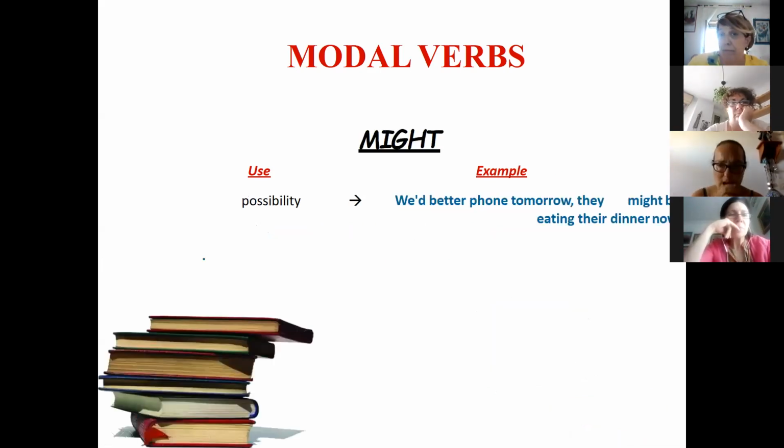Might is very, very similar to may. We better phone tomorrow, they might be eating their dinner now. This is possibility, and even when we suppose something but we are not sure about it. When we suppose something, so we better phone tomorrow, they might be eating their dinner now.